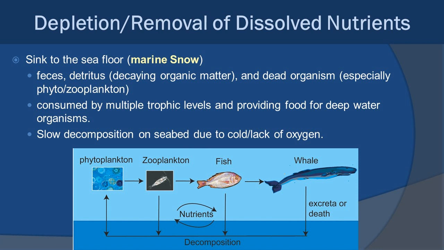Now, this can be consumed by multiple different trophic levels on the seafloor. I showed you a picture of the sea cucumbers consuming those deep sea sediments, and that is part of that. But it's a slow process of decomposition due to the lack of oxygen and the low temperature in deep sea environments.